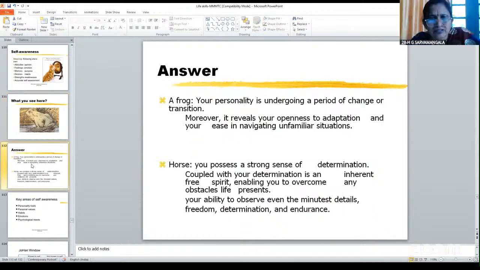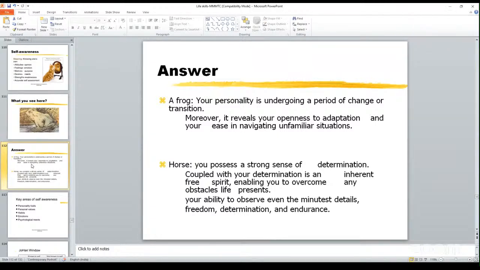Now, what are the characteristics? This is only the face of the horse. Fine, madam. That's what I'm telling, the head. What you see. Yeah, okay. Now, if you see a frog, what is the personality interpretation?